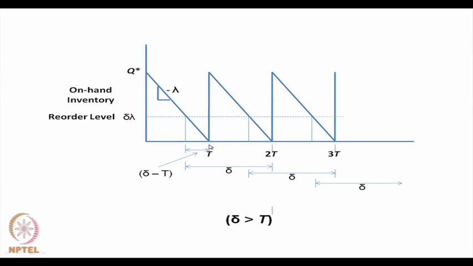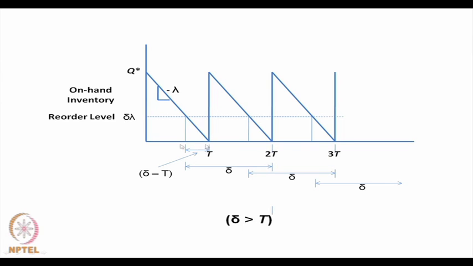So, take m as 1. Consider this: you still order at the reorder level, which is delta into lambda, but the quantity arrives only after delta time. It arrives here.